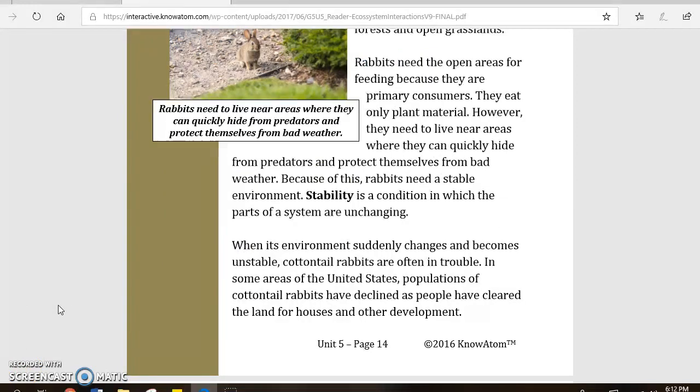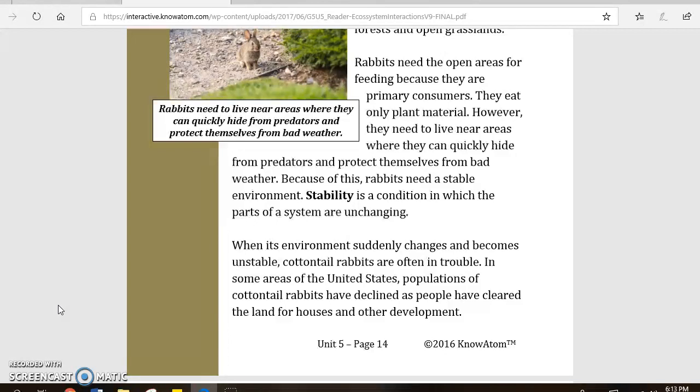Rabbits need the open areas for feeding because they are primary consumers. They eat only plant material. However, they need to live near areas where they can quickly hide from predators and protect themselves from bad weather. Because of this, rabbits need a stable environment. Stability is a condition in which the parts of a system are unchanging. When its environment suddenly changes and becomes unstable, cottontail rabbits are often in trouble.